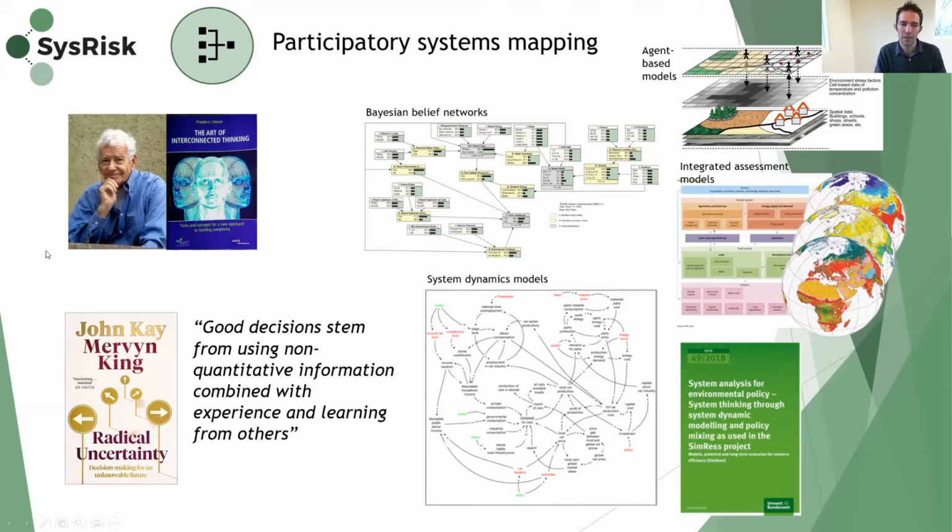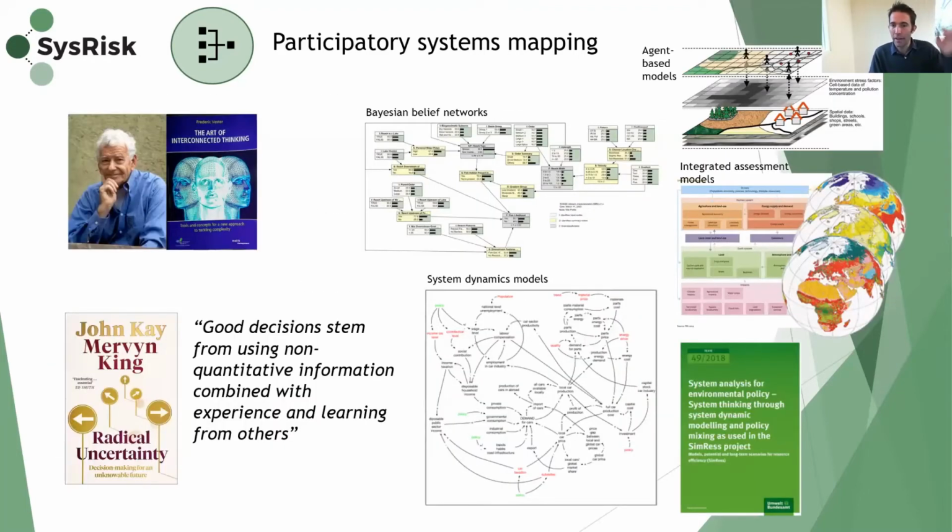processes. And that's also reflected in, for example, this book about radical uncertainty by these two prominent economists who talk about good decisions not using quantitative information, but using qualitative information and really combining that with experience. So, seeing how systems respond, and the importance of managing adaptively and these learning processes as well.